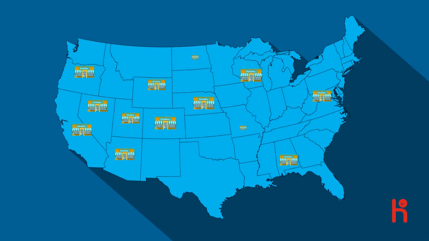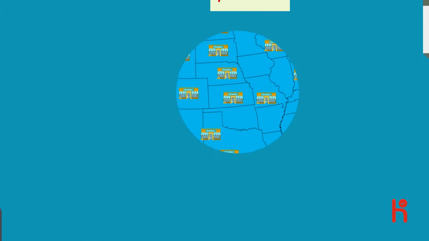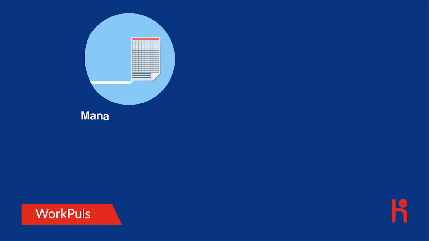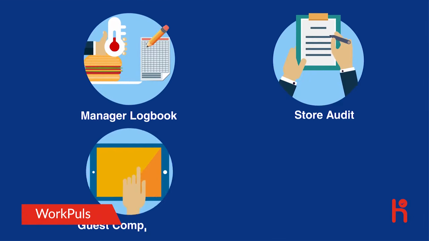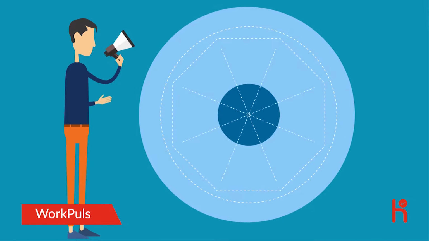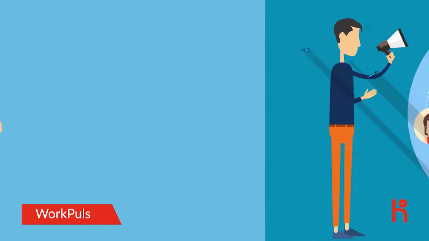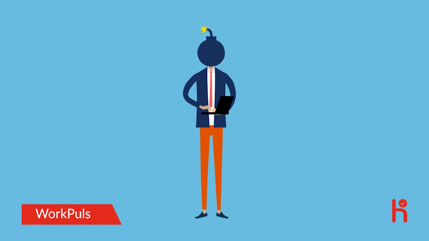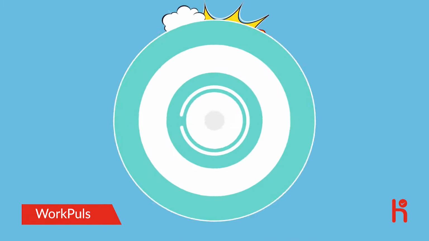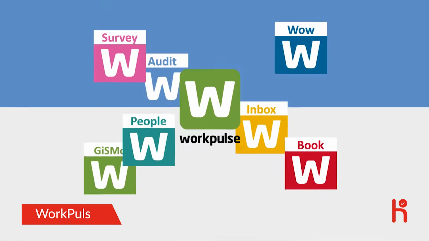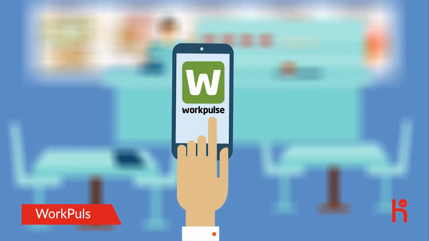Running a multi-unit restaurant can be a little overwhelming. Squeezing out razor-thin margins from handling mammoth tasks like manager logbook, store audits, guest complaints, and maintenance tasks is not an easy job. On top of this, you need to keep your employees motivated. Handling all of this for each of your locations makes your head go kaboom. That's the reason we created WorkPulse, enterprise-class apps for quick-service restaurants at an affordable cost.